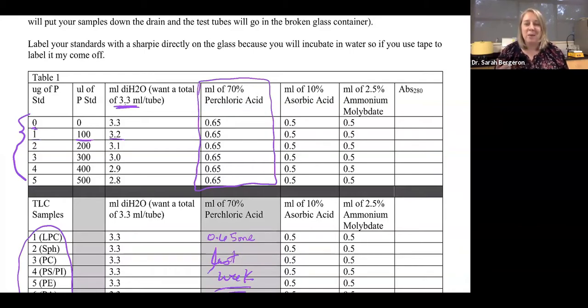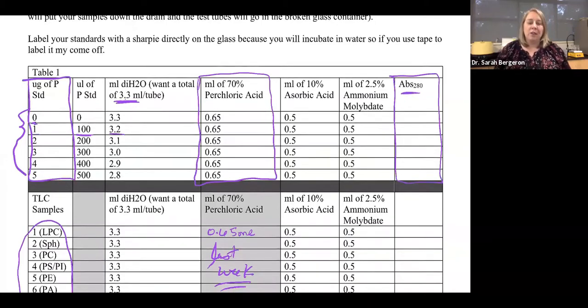And then we're going to add another 0.5 milliliters of 2.5 ammonium molybdate to each of our samples. And so we will go and take those and read the absorbance of those values, and this is what will create our standard curve. We'll graph absorbance at 280 versus micrograms of phosphate.